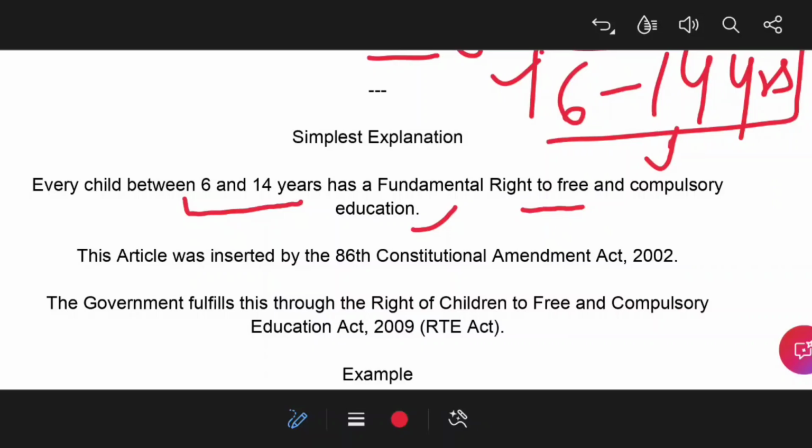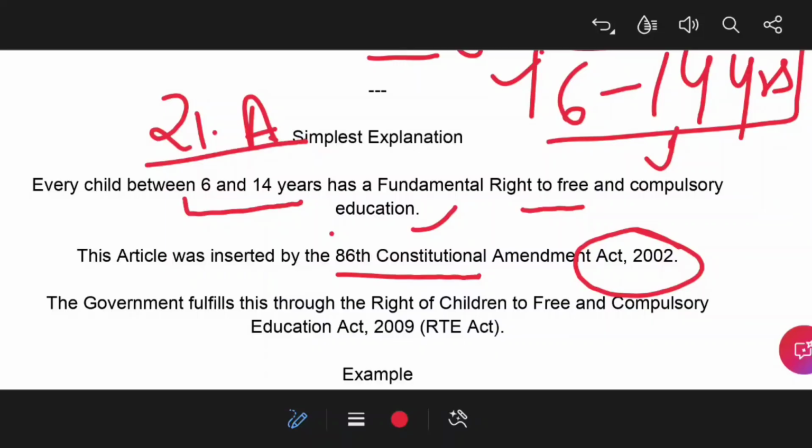This article was inserted by the 86th Constitutional Amendment Act 2002 during the prime ministership of, who was the prime minister at that time? Atal Bihari Vajpayee was the prime minister when Article 21A was included by the 86th Amendment Act. The government fulfilled this through the Right of Children to Free and Compulsory Education Act.